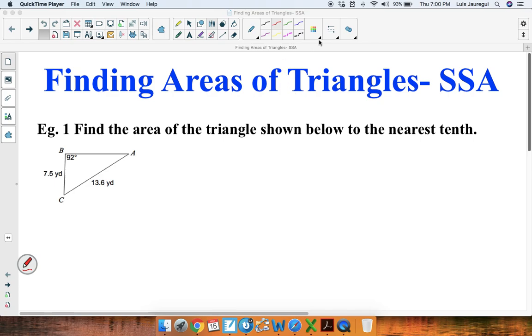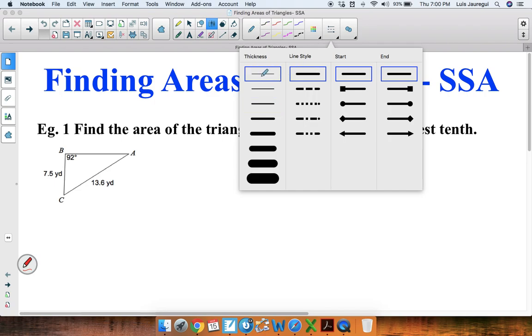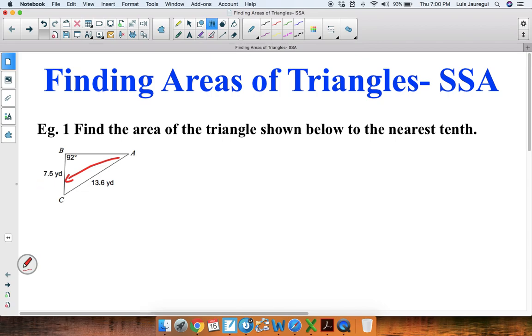First things first, let's go ahead and label the parts so we can identify the components that we already know. Notice that the side across from angle A is what we refer to as side lowercase a. The side across from angle B is side lowercase b, and the side across from angle C is side lowercase c. So we do know the measure for angle B, which is 92 degrees. We also know the measure for side b, which is 13.6 yards, and the measure for side a, which is 7.5 yards.